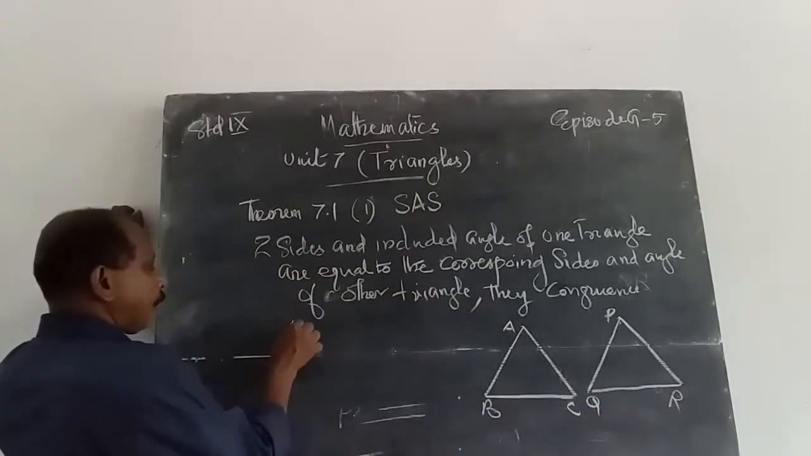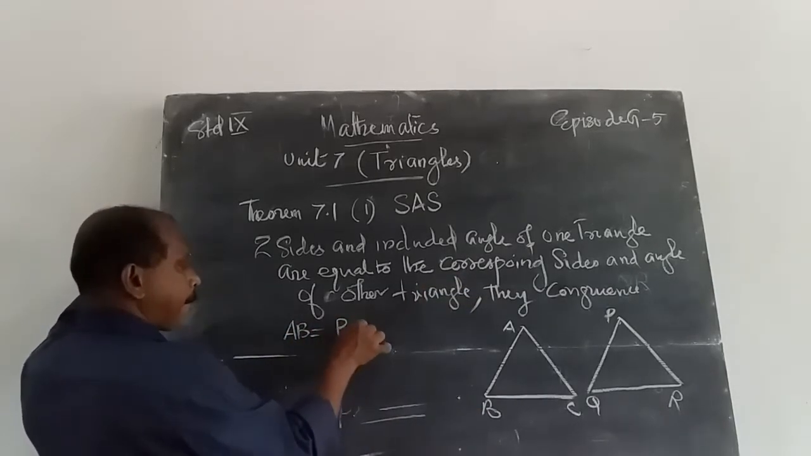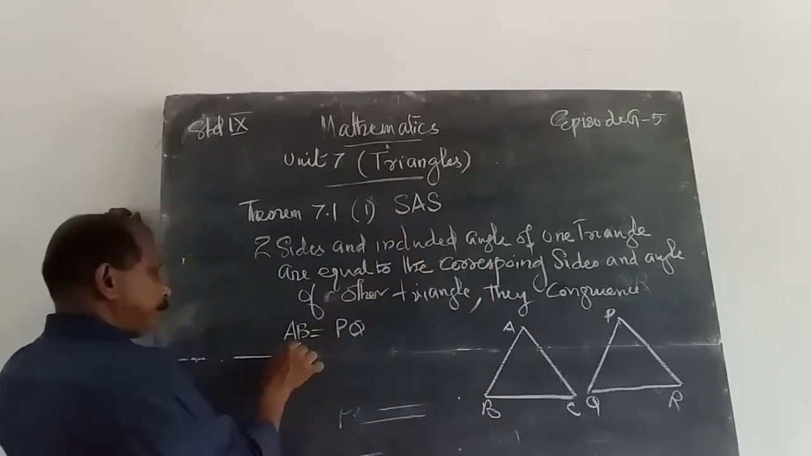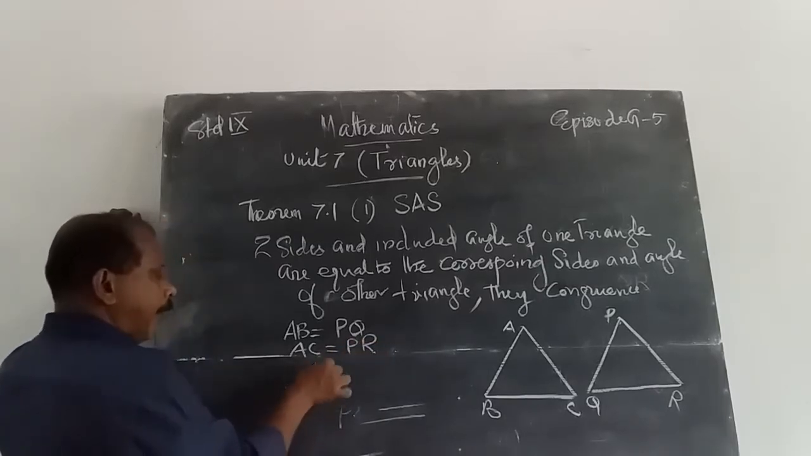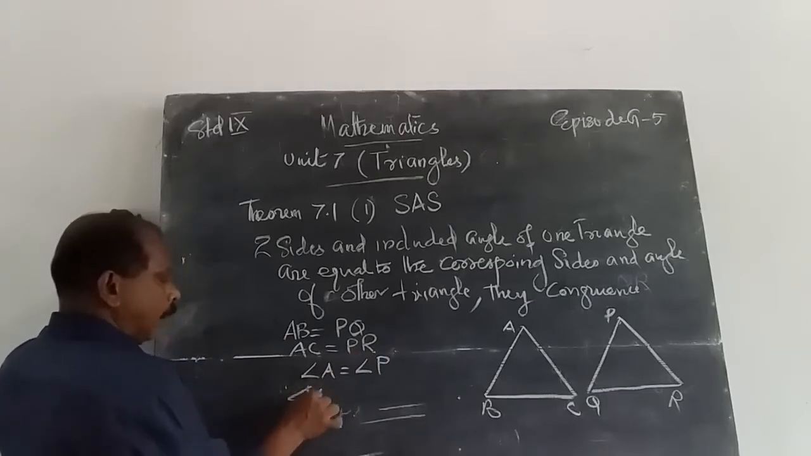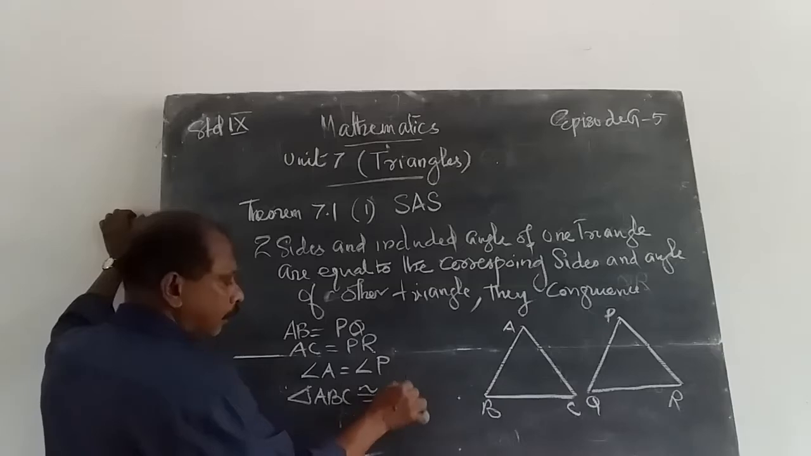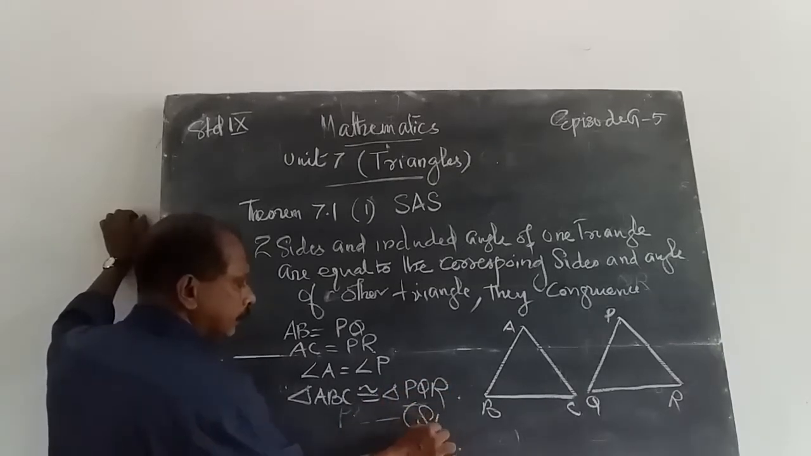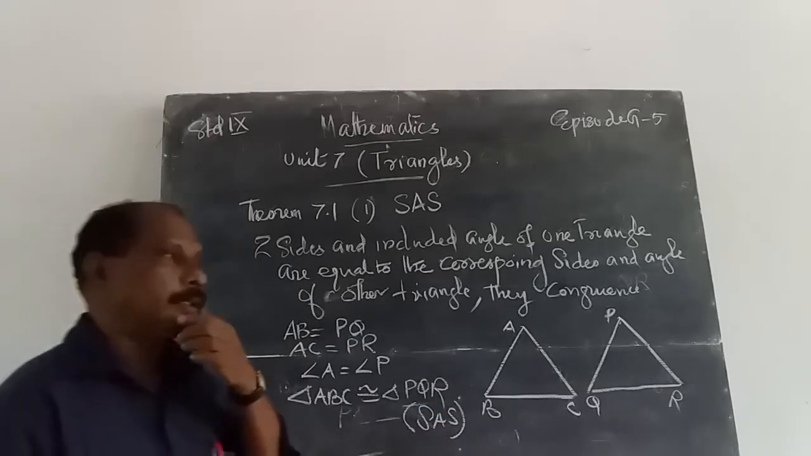AB is equal to PQ, AC is equal to PR, angle A is equal to angle P. Therefore, triangle ABC is congruent to triangle PQR. This theorem is known as the SAS criteria of congruency.